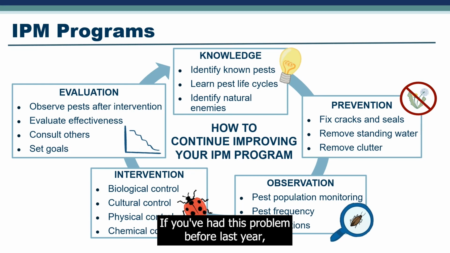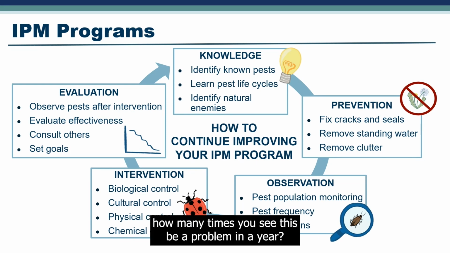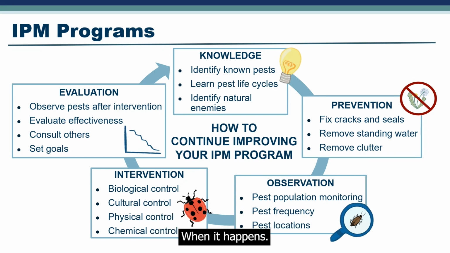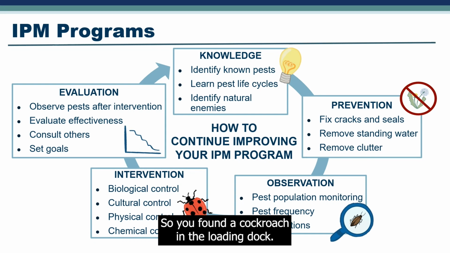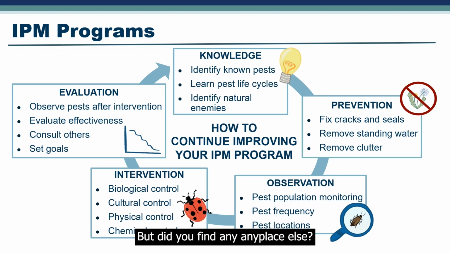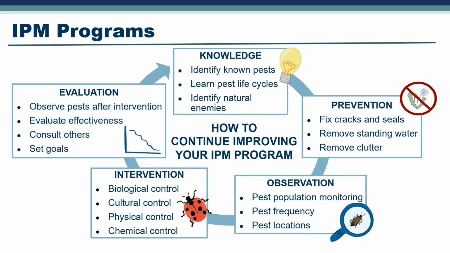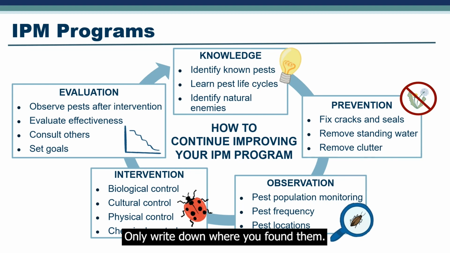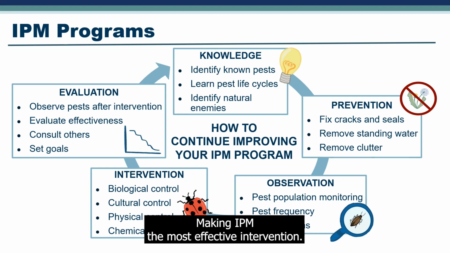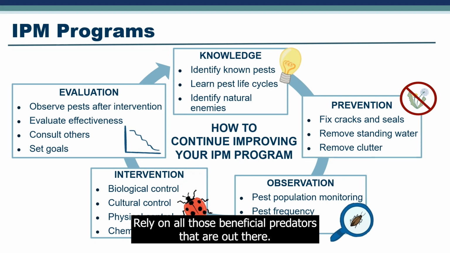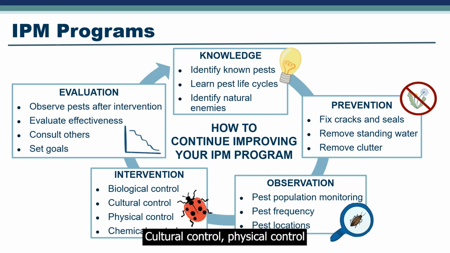Observation: we've pointed out that when you monitor matters. You're going to be monitoring before it becomes a problem, if you've had this problem before last year, how many times you see this be a problem in a year, when it happens, and locations. So you found a cockroach in the loading dock, but did you find any place else? Only write down where you found them. This is how it's going to be making IPM the most effective. Intervention: rely on all those beneficial predators that are out there. Cultural control, physical control, and chemical control as the last resort.